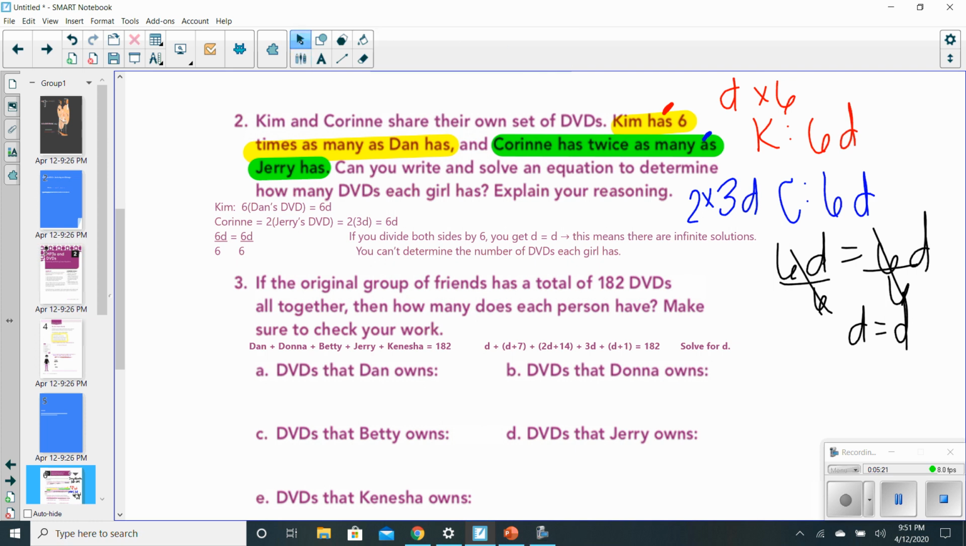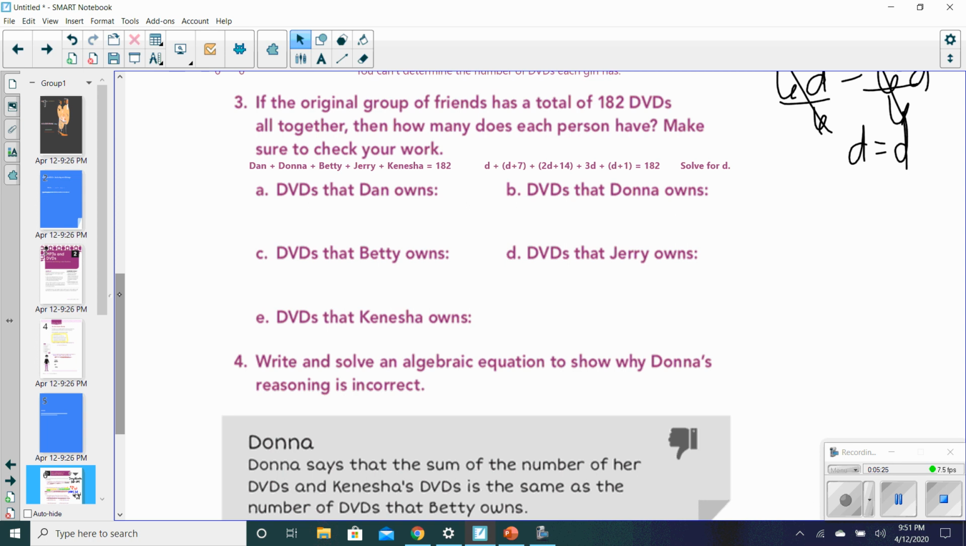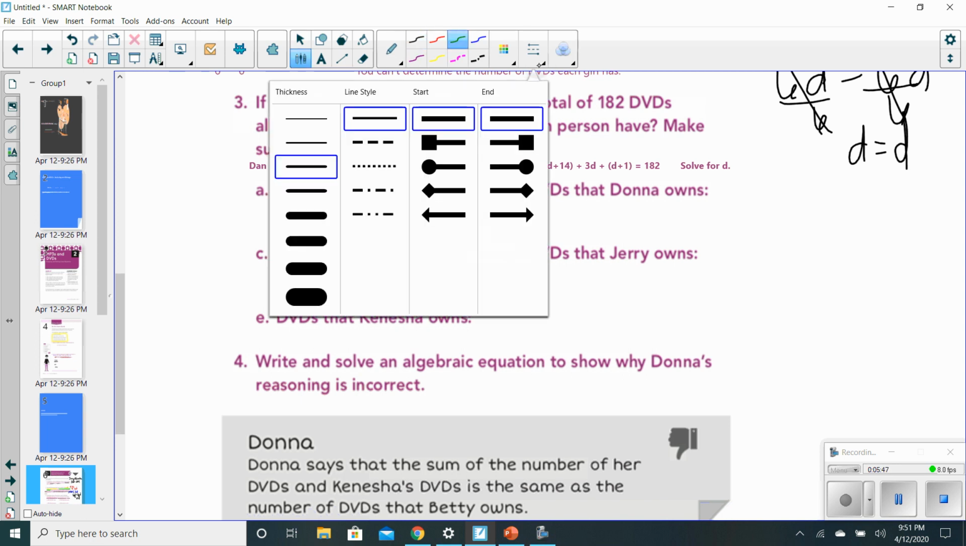So let's look down at number 3. Now number 3, you're going to be required to do some work. We kind of set it up for you, but I'm going to do a little extra step for you just to kind of get you started. So for number 3, you should see that we are talking about the original group of friends: Dan, Donna, Betty, Jerry, and Kenesha. It says if the original group of friends has a total of 180 DVDs. So a total, what does total mean? You all should be able to answer this one.